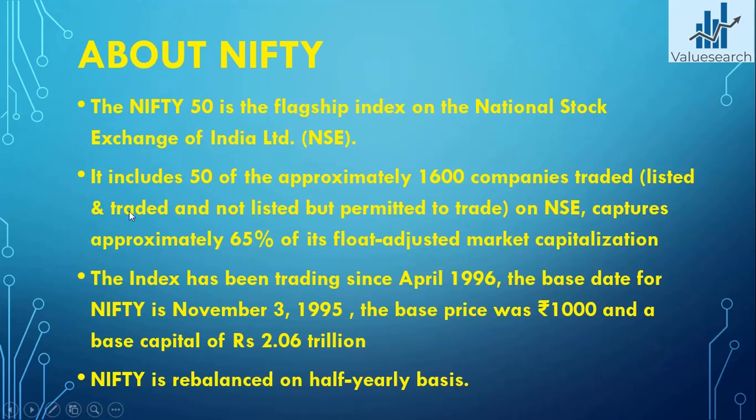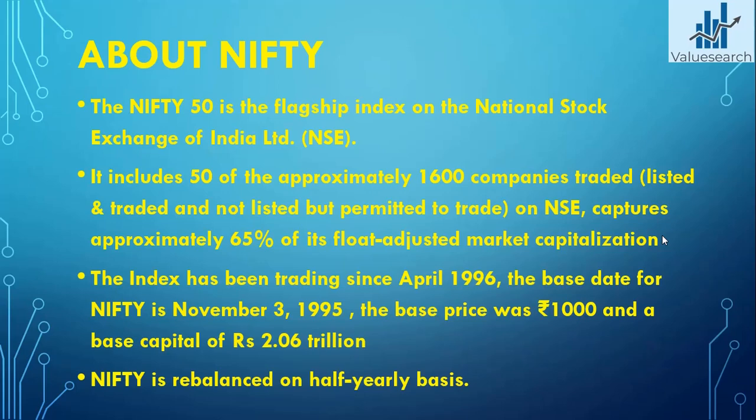Nifty 50 captures approximately 65% of the float adjusted market capitalization. Now what is this float adjusted market capitalization? If you look at the shareholding pattern of any company, let's say Reliance Industries Limited, you will find two groups, promoter and promoter group, and public shareholders. The promoter and promoter group shareholding would be around 50.46%, and the public shareholding around 49.64%.